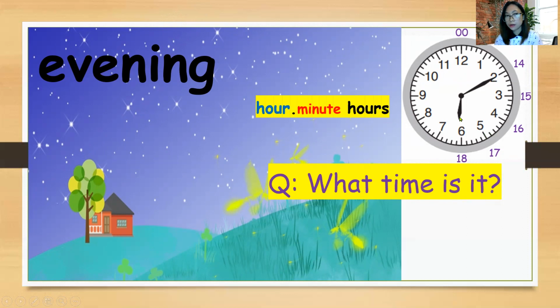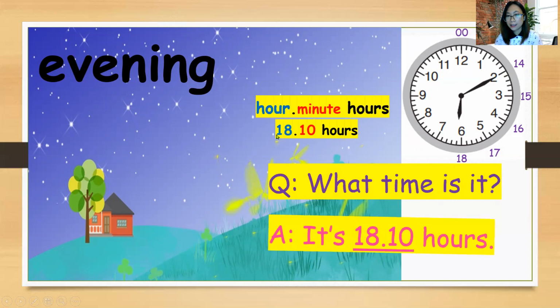So when we look here at our clock and determine the time in the evening, it means that it is already past noon. So we count from 1, 2, 3, 4, 5, 6, 7, 8, 9, 10, 11, 12, and then 13, 14, 15, 16, 17, 18. And then our minute hand is number 10. So we write it as 18:10 hours. It's 18:10 hours.